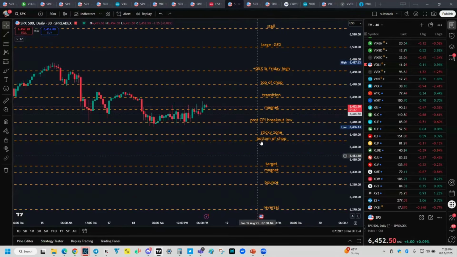And this tells me the path of the day. Now today we just stood right in the zone. When I say magnet, then that must have been a market maker short. It was a magnet.